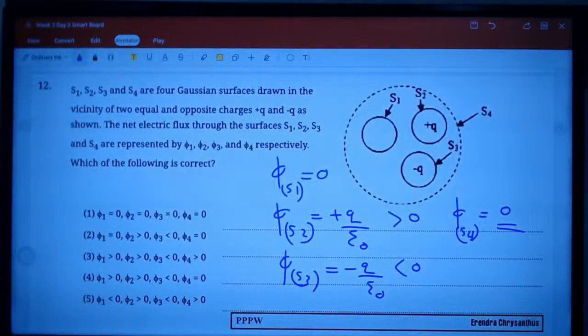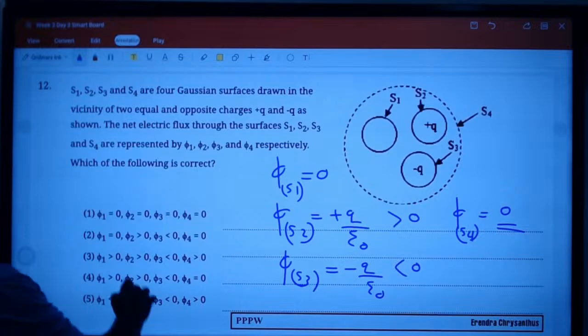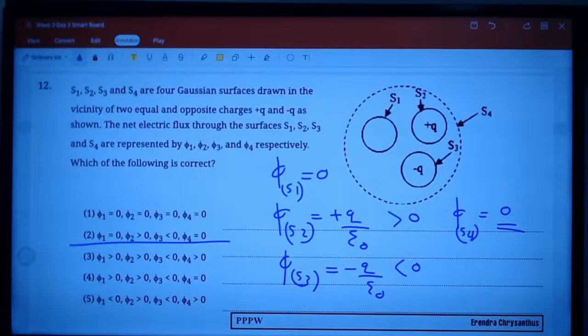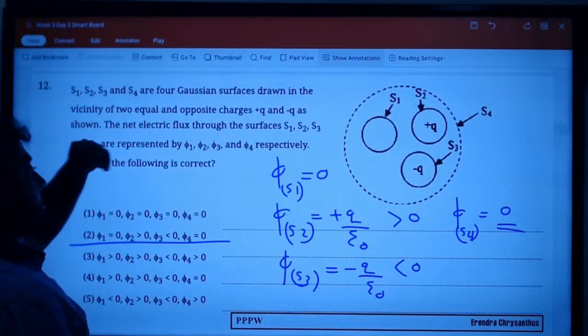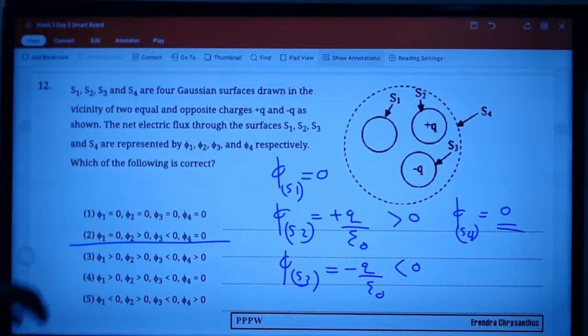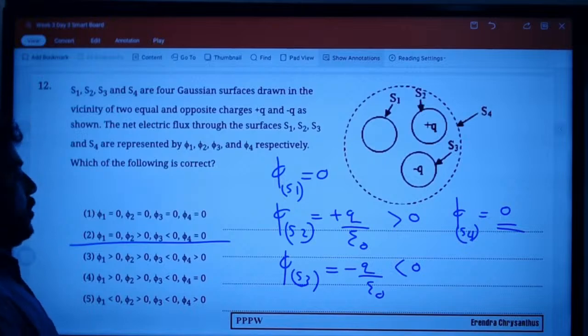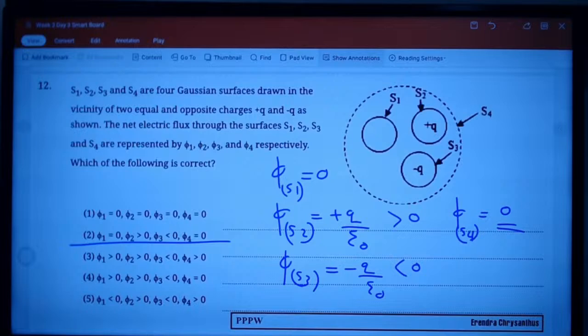So flux through surface 1 was 0, 4 was 0, 2 is positive, 3 is negative. Correct answer number 2. We must apply Gauss theorem to obtain the relationship.